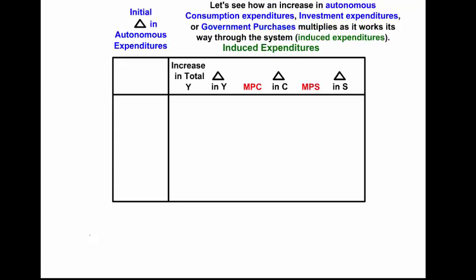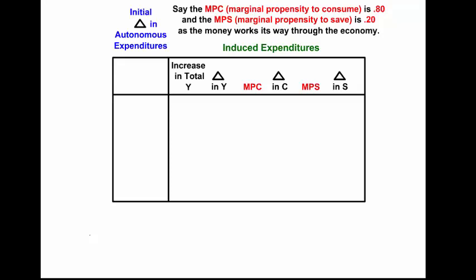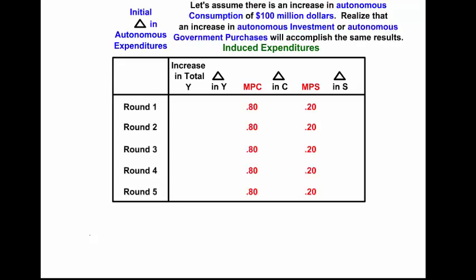Let's see how an increase in autonomous consumption expenditures, investment expenditures, or government purchases multiplies as it works its way through the system. We'll say that the marginal propensity to consume is 0.8 and the marginal propensity to save is 0.2. So we'll say that there is autonomous consumption of $100. Now realize this increase could have been autonomous investment or autonomous government purchases, but we're just going to use consumption. So there's a change in consumption unrelated to income.